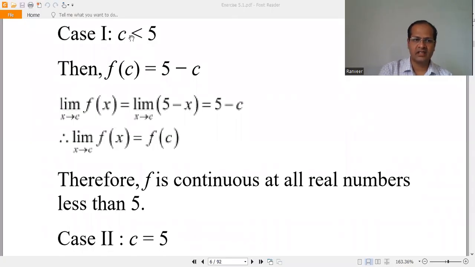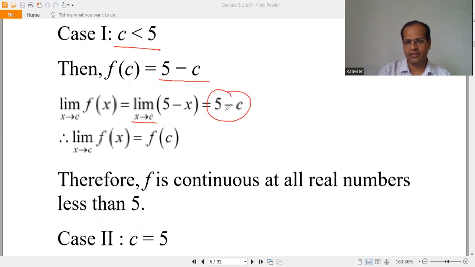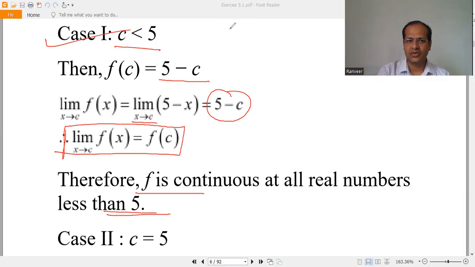Now the first case is c less than 5, we will check. So f of c is nothing but 5 minus c. So x tending to c, the value is 5 minus c. So we only have to check this value, and that will give that this function is continuous at all real values less than 5. So for this condition, this is true.